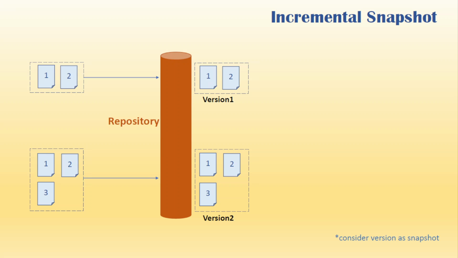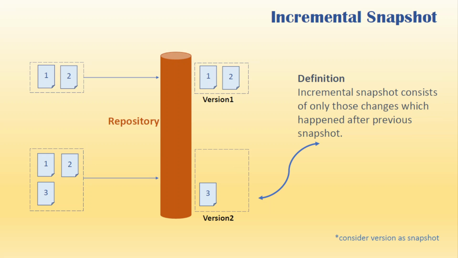So instead the concept came as incremental, where we only store those files where the changes have been made. So if you compare this with version 1, only file 3 has been added. Nothing has happened to file 1 and file 2. So in version 2, we would be storing only file 3. Now, since we are not storing the entire code again and again, it's not taking so much storage and it becomes very lightweight.